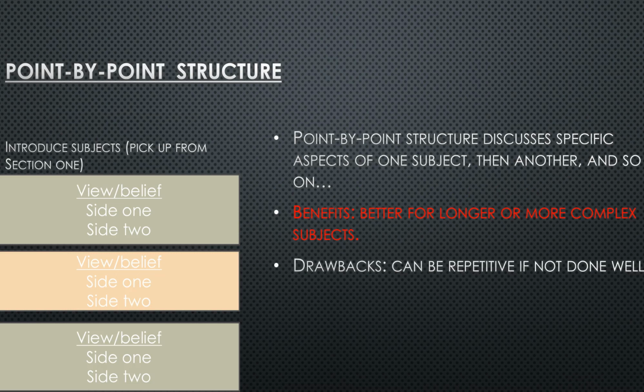If we go on now to the point by point structure, again, you're going to introduce the subjects you pick up from section 1, and then you're going to list a criteria or belief, and then state how side 1 views it, and then how side 2 views it. And then you move on to the second criteria, and how side 1 views it, and side 2 views it.